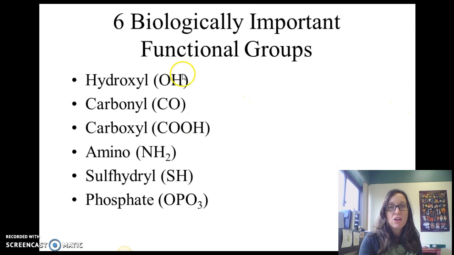Okay, some important functional groups listed in your book are hydroxyls, OHs, which form alcohols, carbonyls, COs, carboxyl, COOH, amino groups, which can form amino acids. They contain nitrogen, sulfhydryl groups with sulfur, and phosphate groups, OPO3. I want you to focus on hydroxyls, aminos, and phosphates. Okay, in this chapter, we will see those most commonly throughout the semester.